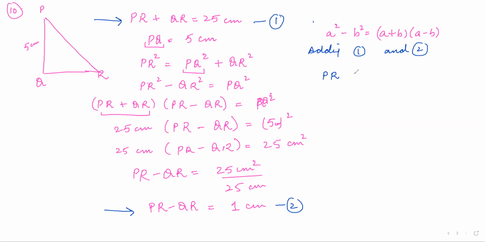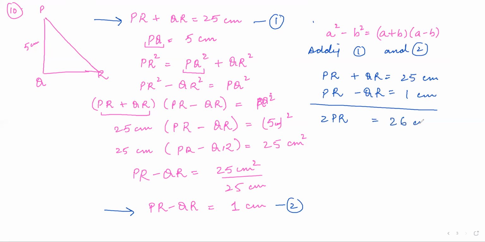So I'm again writing like this: PR plus QR is equal to 25 centimeter. This is equation number 1. And PR minus QR is equal to 1 centimeter. If you don't want to do it directly, you better write it. Now add it. You are simply adding, right? We don't write signs here, simply add them. So you get 2 PR, and QR minus QR will become 0. And on the right hand side, you get 26 centimeter, correct?